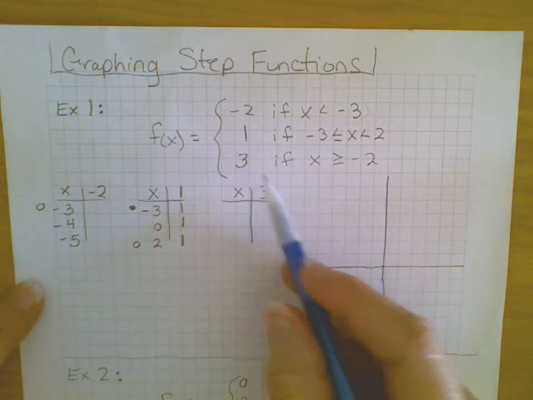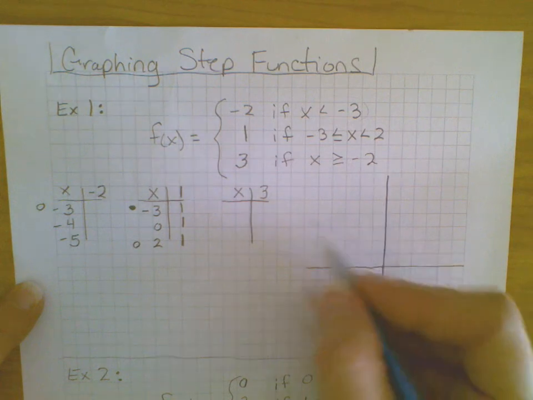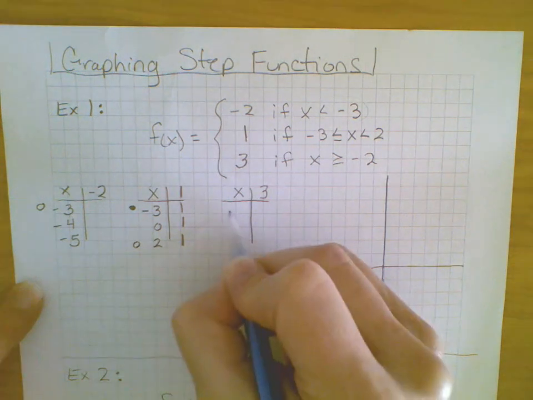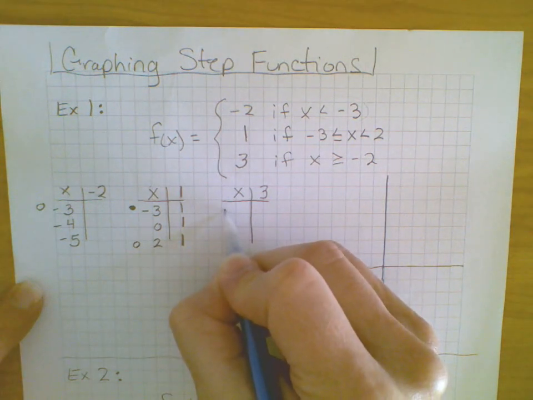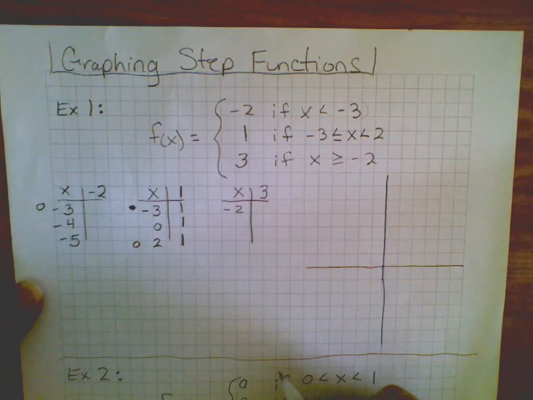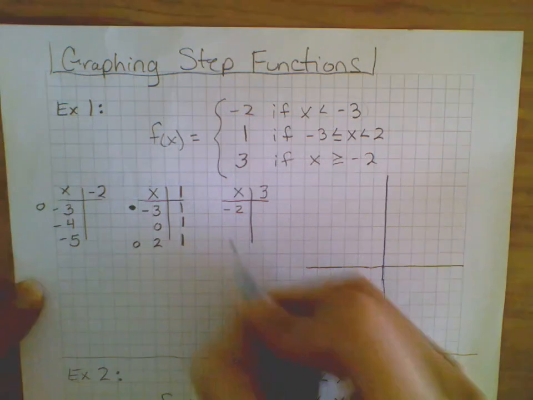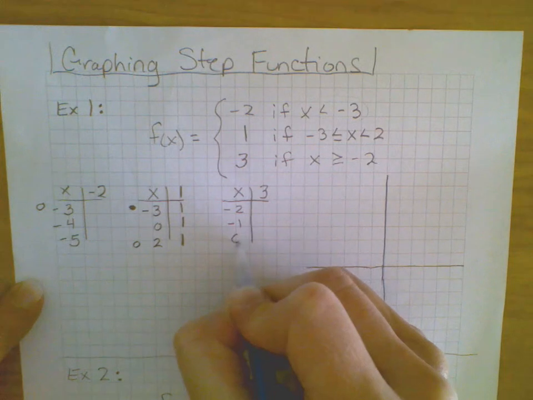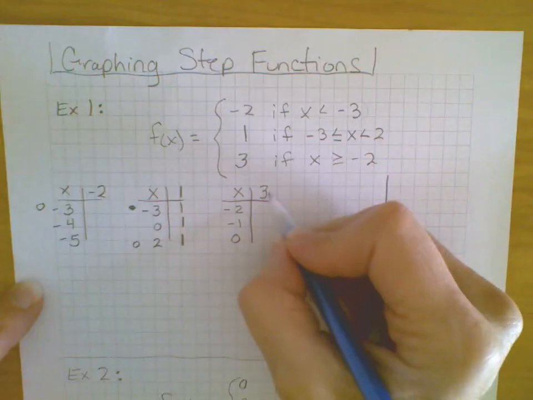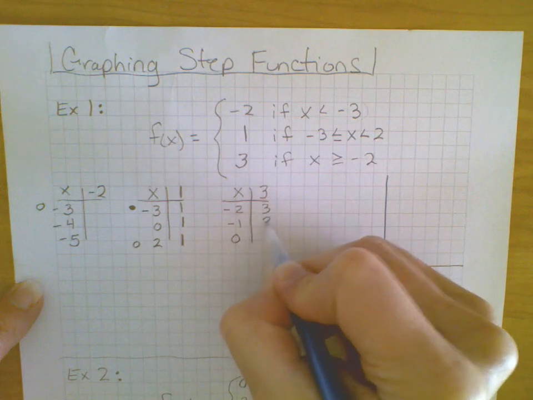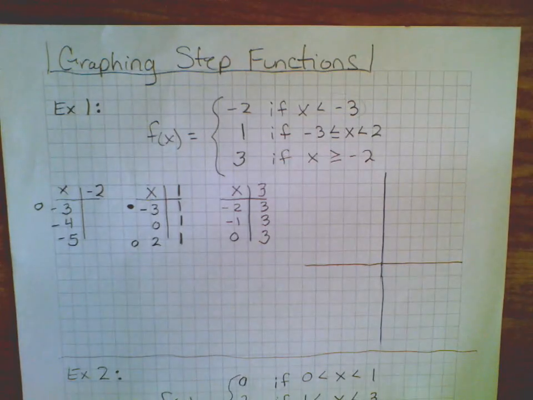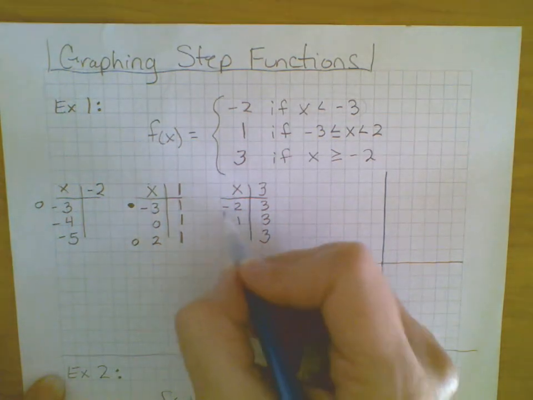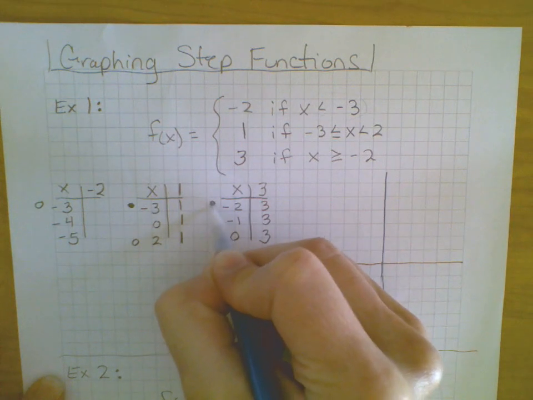And then finally, our last piece is greater than or equal to -2. So I'm going to include the -2 in there. And I'll just do -1 and 0. And that's all going to happen when Y equals 3. And if I look at my end with the -2, that point is going to be closed because it's equal to -2.